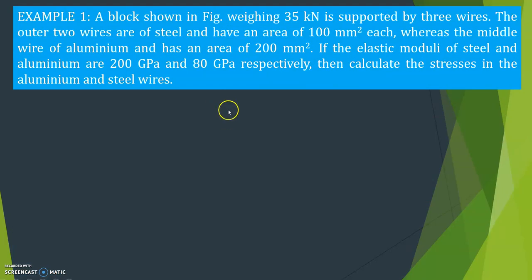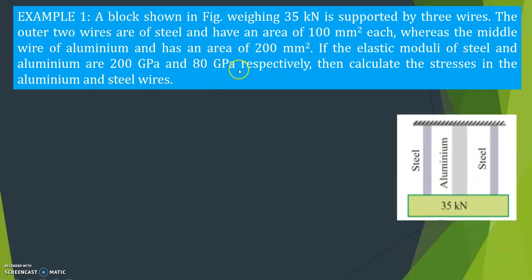One example. A block shown in the figure, weighing 35 kilonewton, is supported by three wires. The outer two wires are of steel and have an area of 100 mm² each, whereas the middle wire is of aluminium and has an area of 200 mm². If the elastic moduli of steel and aluminium are 200 GPa and 80 GPa respectively, then calculate the stresses in the aluminium and steel wires. This is the given example.